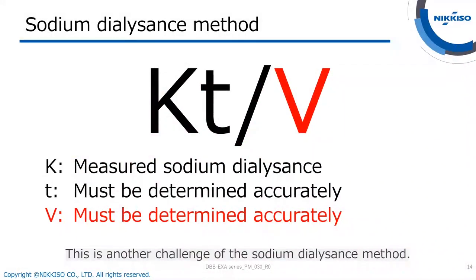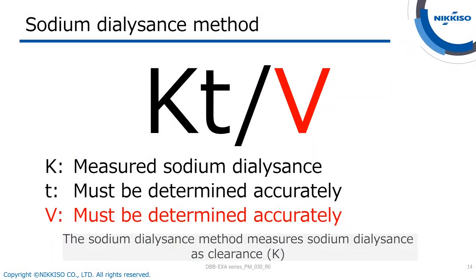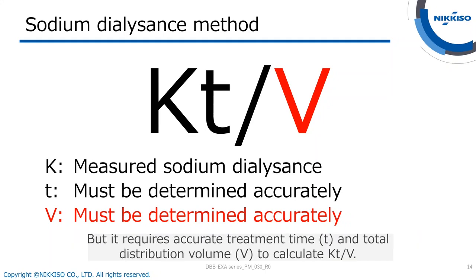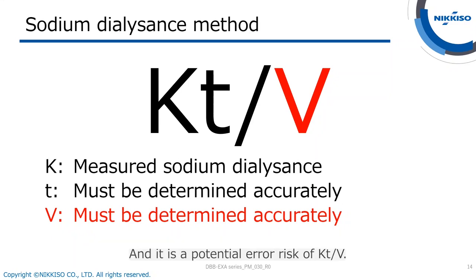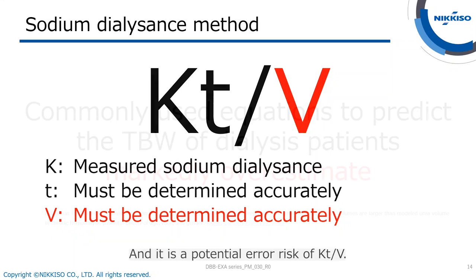This is another challenge of the sodium dialysance method. The sodium dialysance method measures sodium dialysance clearance, K. But it requires accurate treatment time, T, and total distribution volume, V, to calculate Kt/V. Especially, the commonly used equation tends to overestimate total distribution volume, V. And it is a potential error risk of Kt/V.